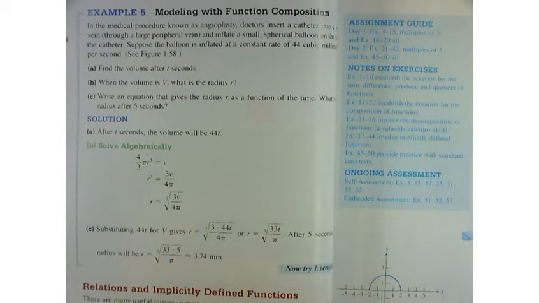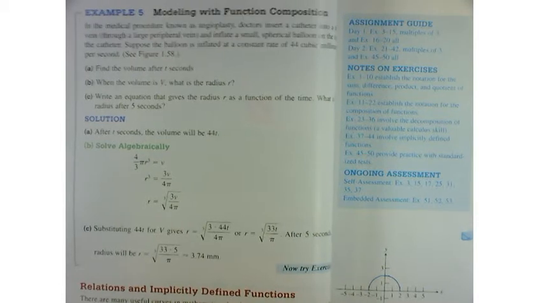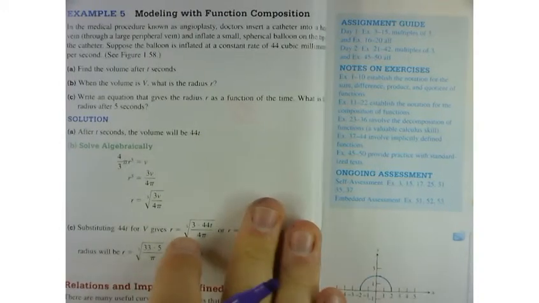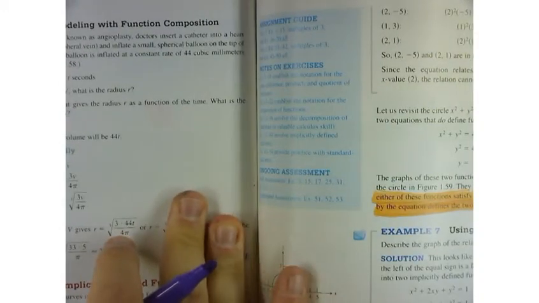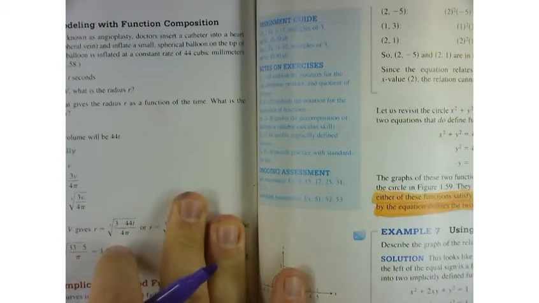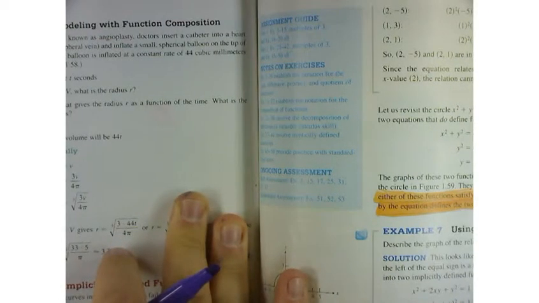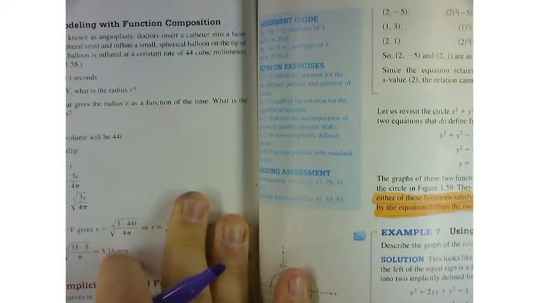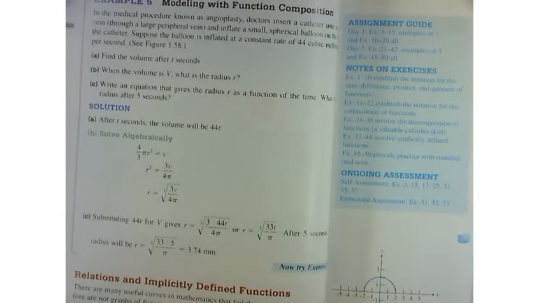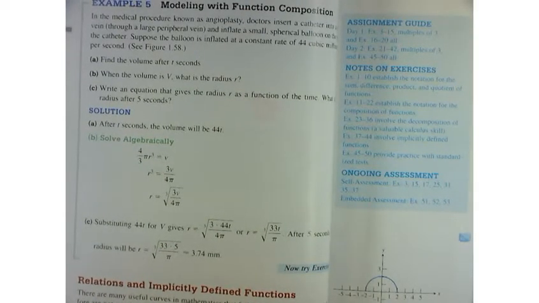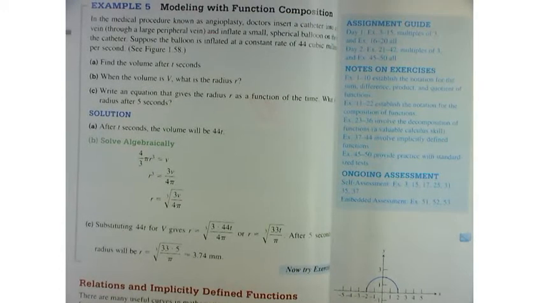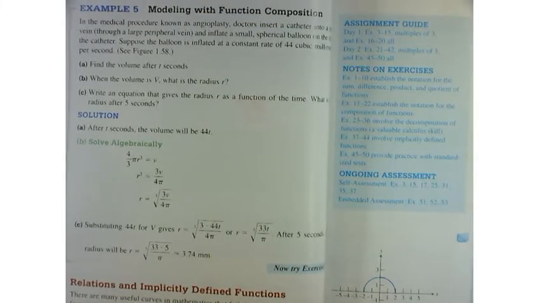It says, in a medical procedure known as angioplasty, doctors insert a catheter into a heart vein through a large peripheral vein and inflate a small spherical balloon on the tip of the catheter. Suppose the balloon is inflated at a constant rate of 44 cubic millimeters per second. Find the volume in t seconds, and then when the volume is v, what is the radius? Write an equation that gives the radius as a function of time. What is the radius after 5 seconds?